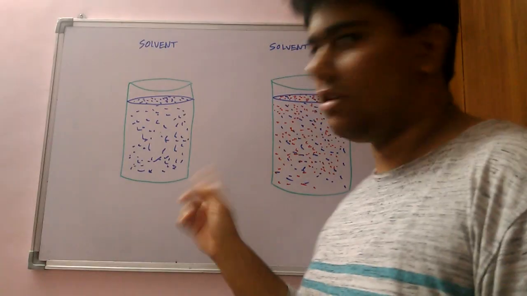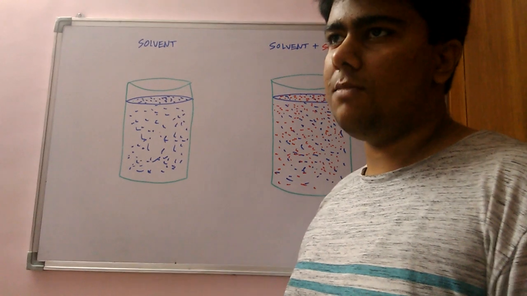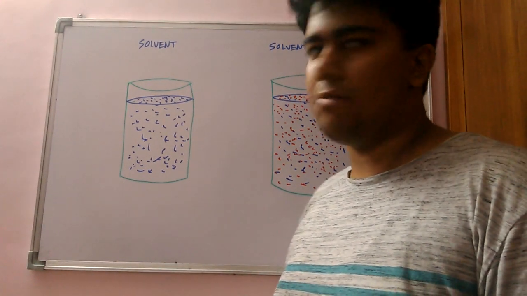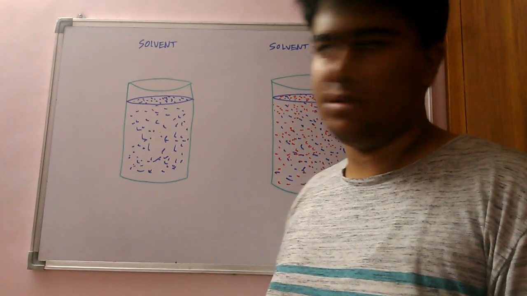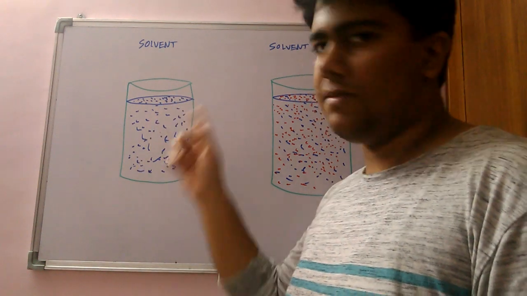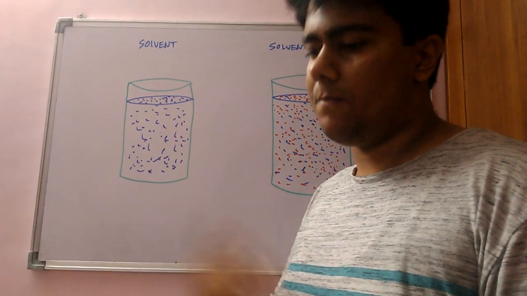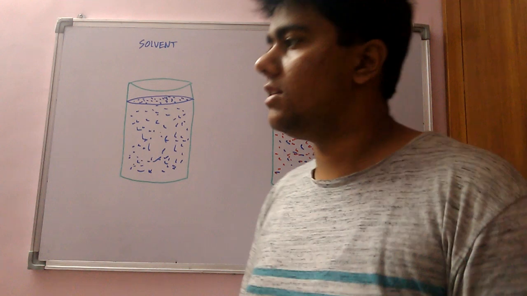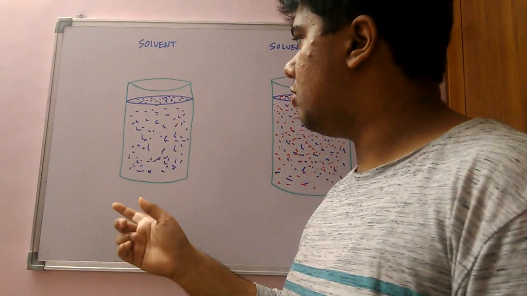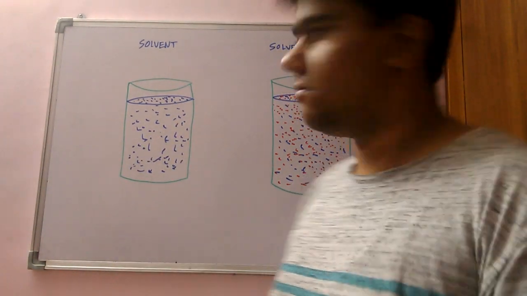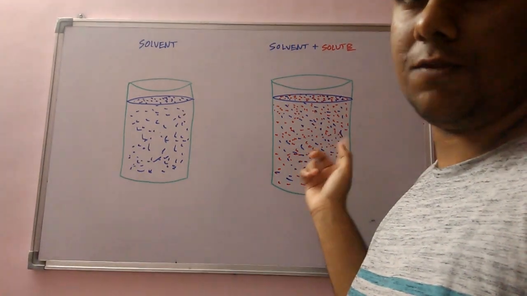If we heat both of these jars, you guys tell me in which jar the vaporization will be faster. In this one, right? Because the surface area is complete for the solvent molecules to rise and vaporize, but not so in this one right here.